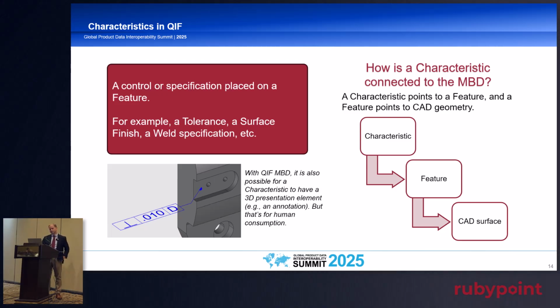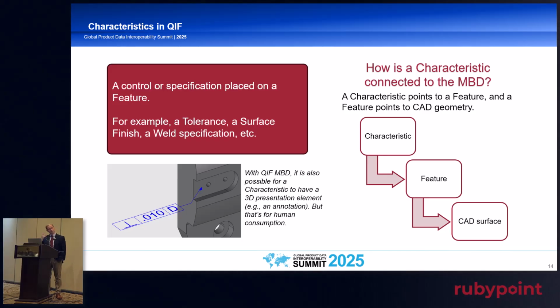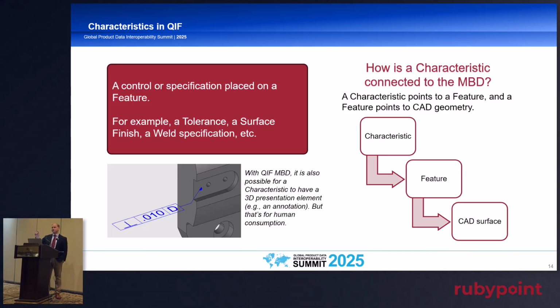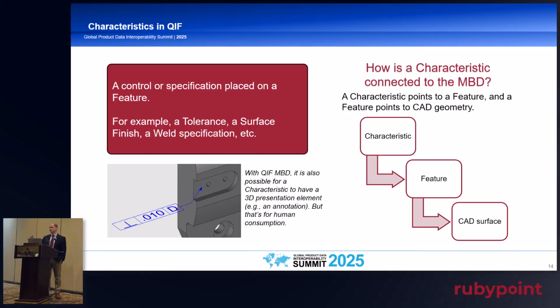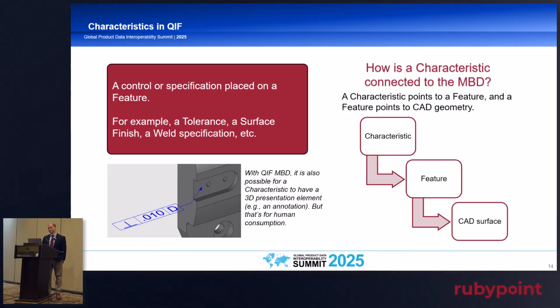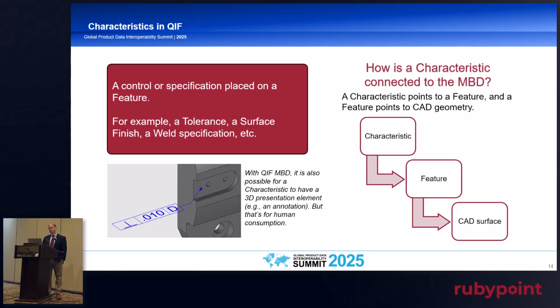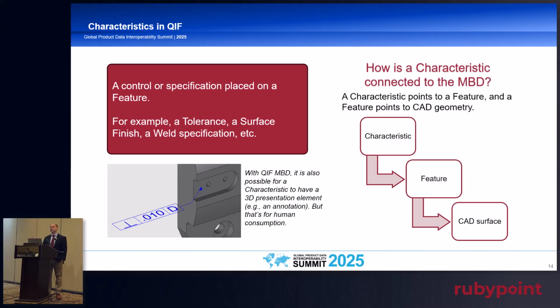And so the core relationship of features, characteristics, and CAD is shown there on the left. Characteristics point to features, which allows the characteristics to be abstracted from the CAD representation of the geometry, and then the features point to the CAD. And so that's a very important construct of how we layer the data in this type of system. And so that's about QIF. That's really all that I want to get across about QIF: just this idea of features and characteristics. It's at the heart of the implementation.